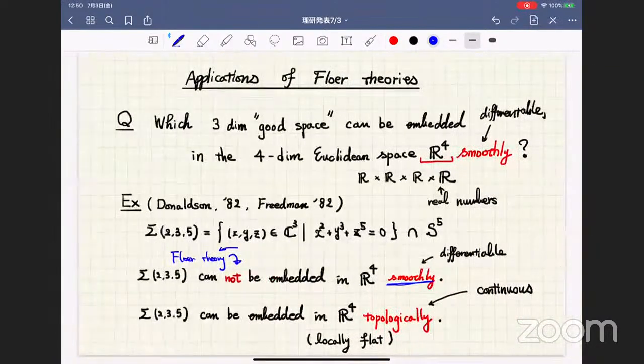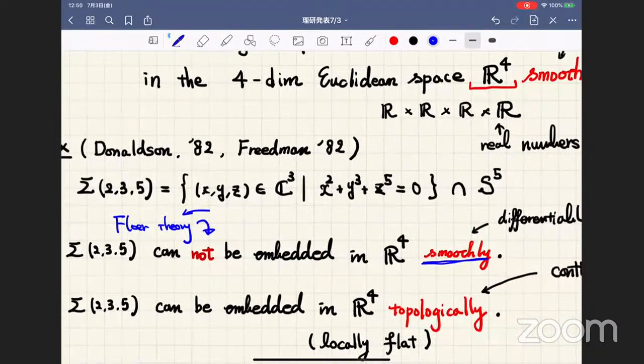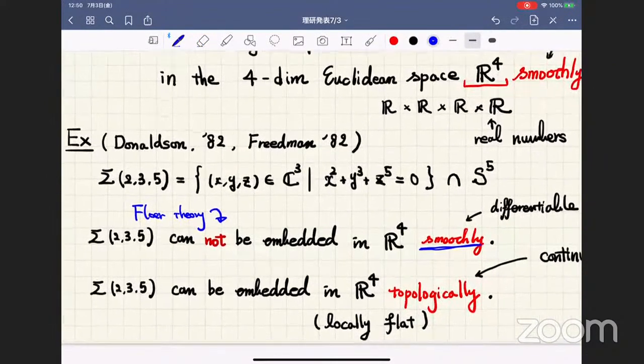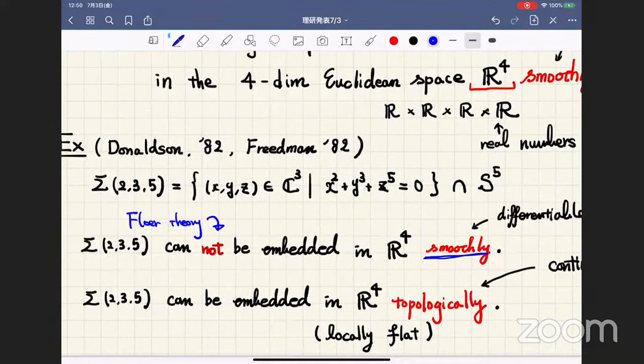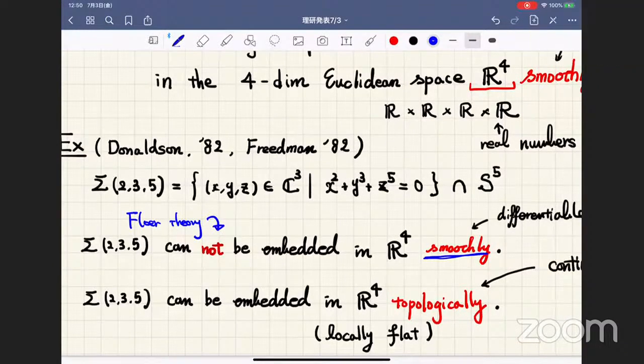So is there any known space that Floer theory doesn't decide whether it's actually embedded or not? Yeah, maybe it's true. I think there are many examples which cannot be detected by Floer theory.